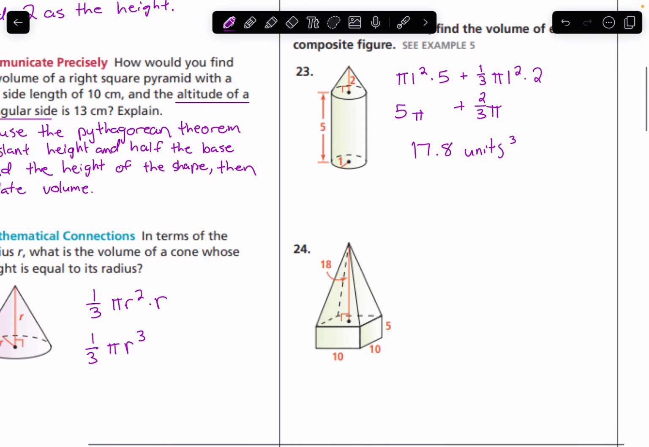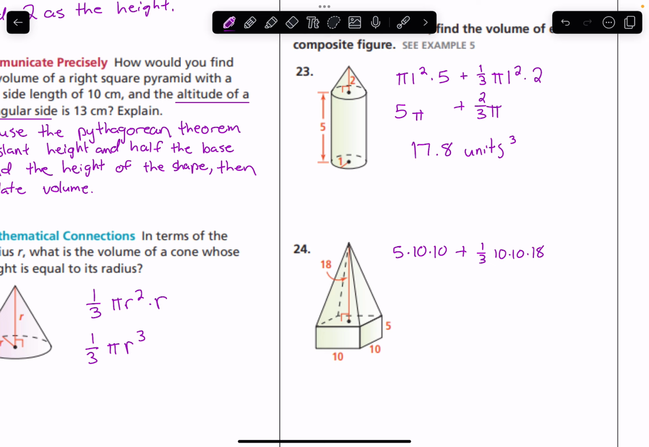Number 24, we've got a rectangular prism and we've got a pyramid. So that rectangular prism has a volume of 5 times 10 times 10. The pyramid has a volume of 1/3 the base, 10 times 10, times the height of 18. So we end up with 500 plus 600, giving us a volume of 1,100 units cubed.